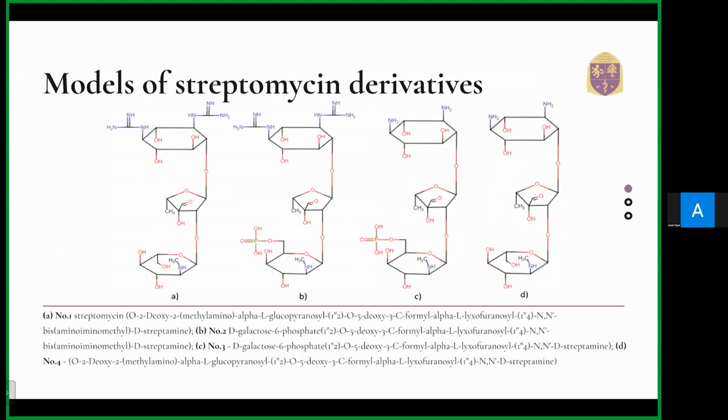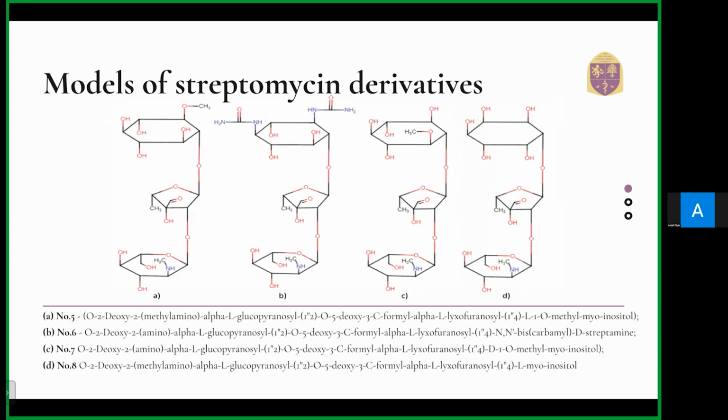The next 8 models of chemical structures of streptomycin derivatives were created, and their spatial characteristics were calculated using a Gaussian program. We can see them there: the first 4 and the next 4. They have a different functional group, which is the reason for the differences in their pharmacological and toxic properties.